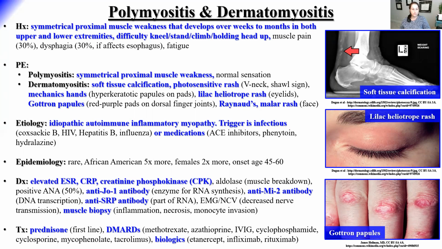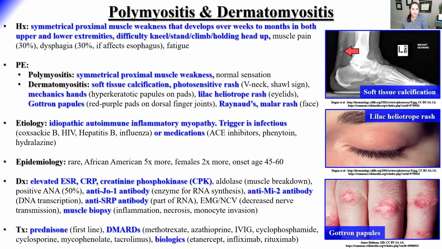With this, the patient is going to develop symmetrical proximal muscle weakness that develops over weeks to months in both the upper and lower extremities. It becomes very difficult for them to kneel, stand, climb, hold their head up. Normal bodily movements become very difficult and painful for them. 30% of patients will also have muscle pain, and 30% will have dysphagia if it affects the esophageal muscles.